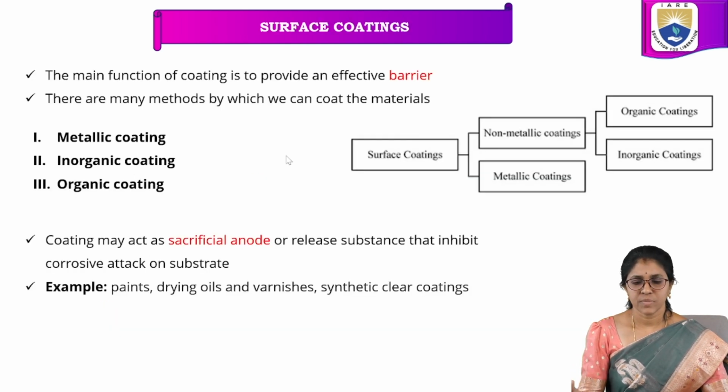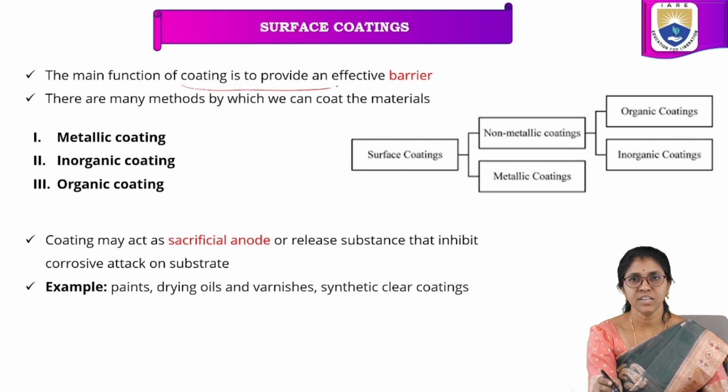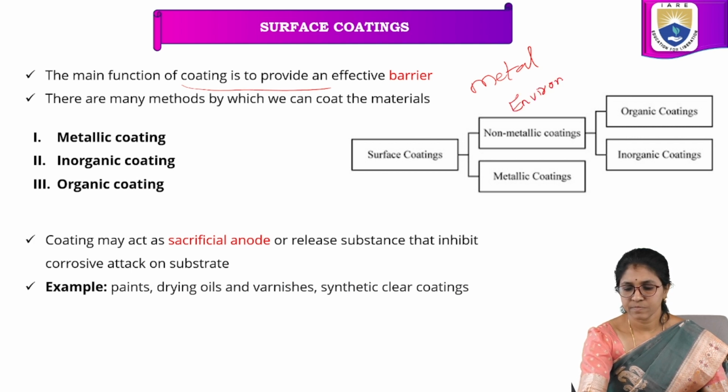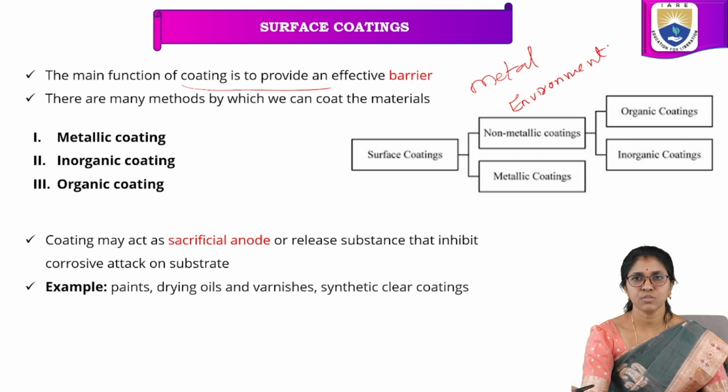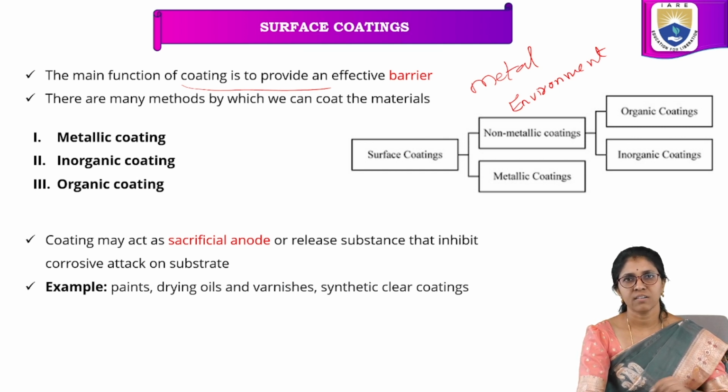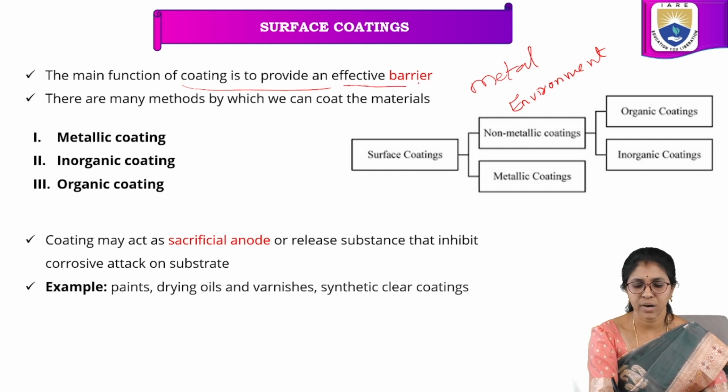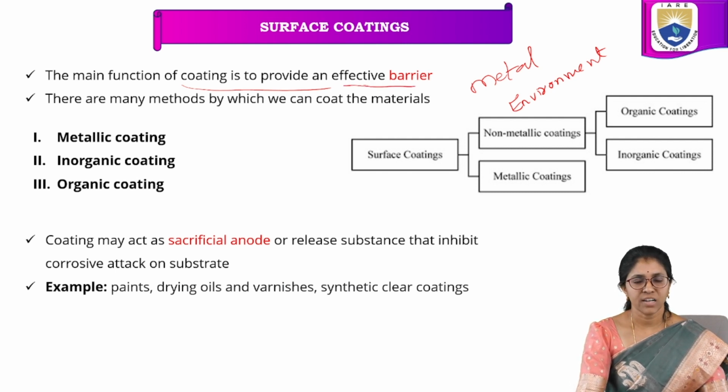Here the main function of coating is to provide an effective barrier between metal and environment. So we have metal and atmosphere or environment. The function of surface coatings is to provide the effective barrier between metal and environment.